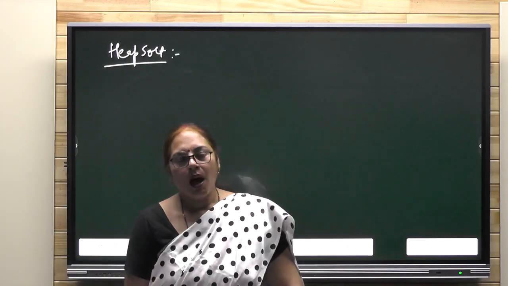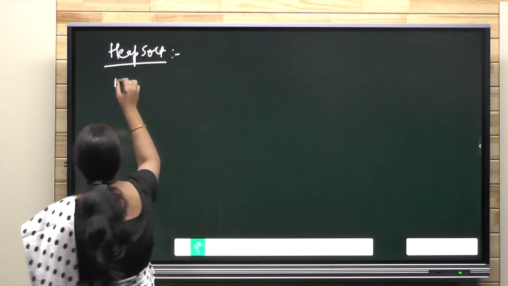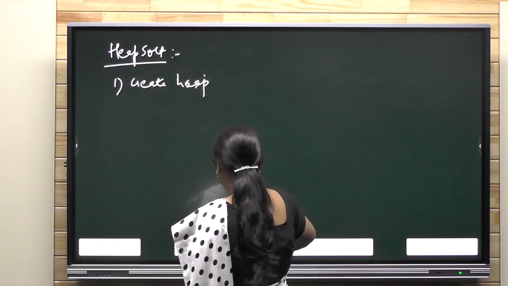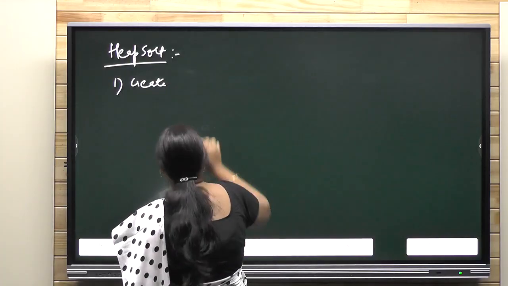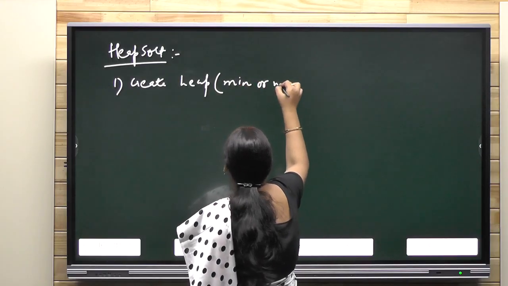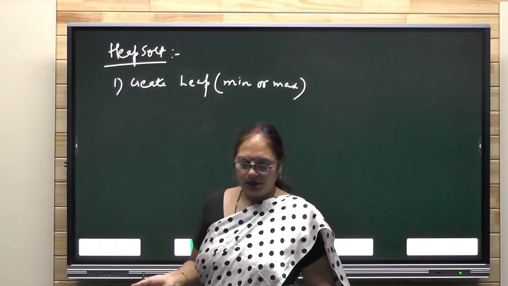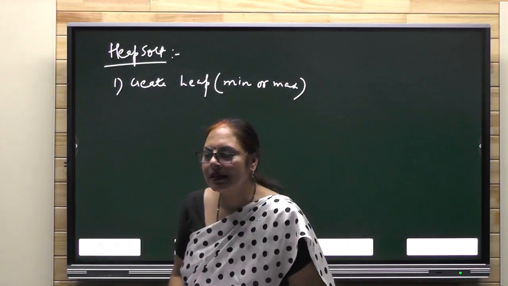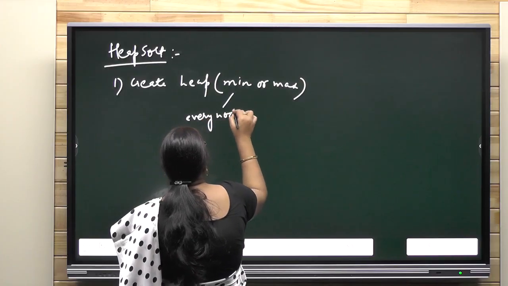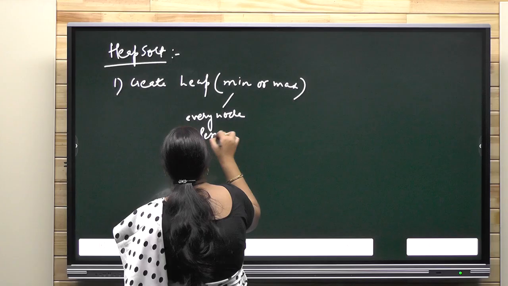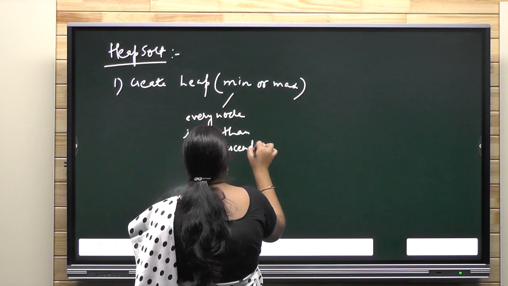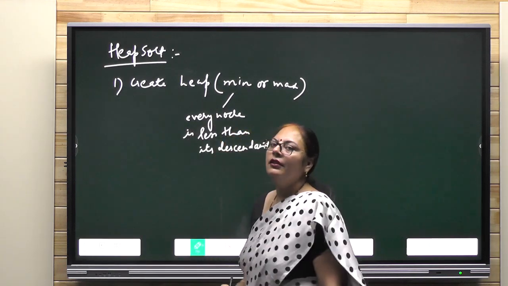So how does heap sort work basically? The first step is that we have to create a heap. When we are creating the heap, remember, we are going to create either a min heap or a max heap. Anyone can be chosen. Min heap means every node is less than its descendant nodes. This is the condition for creating the min heap.